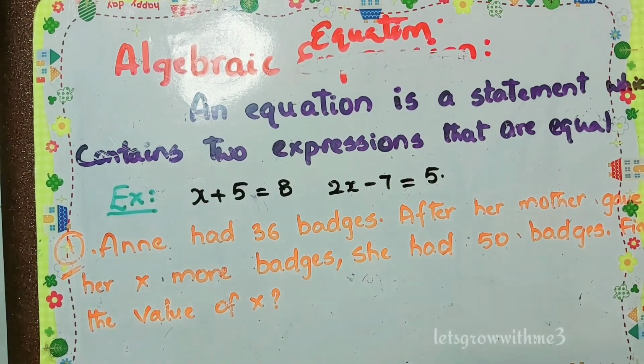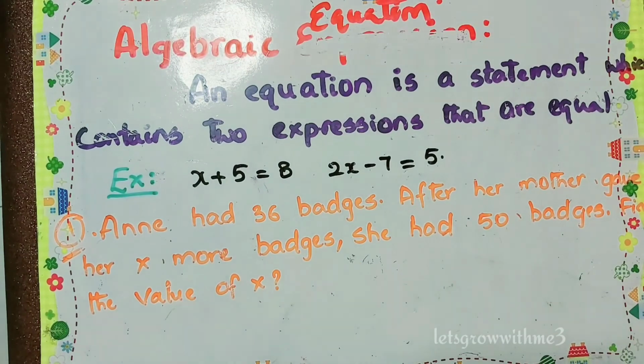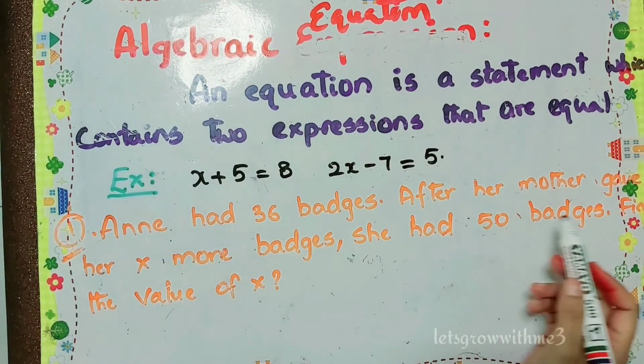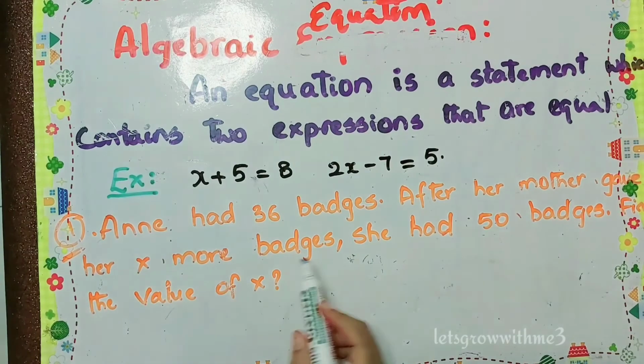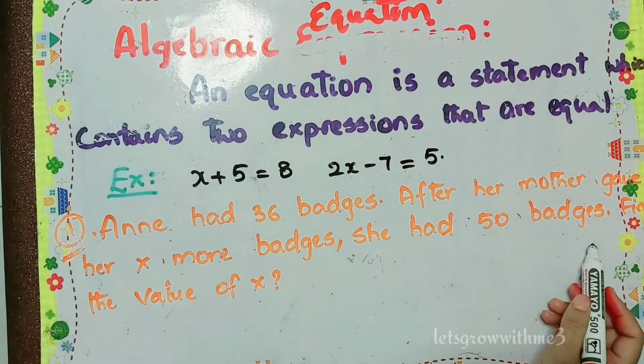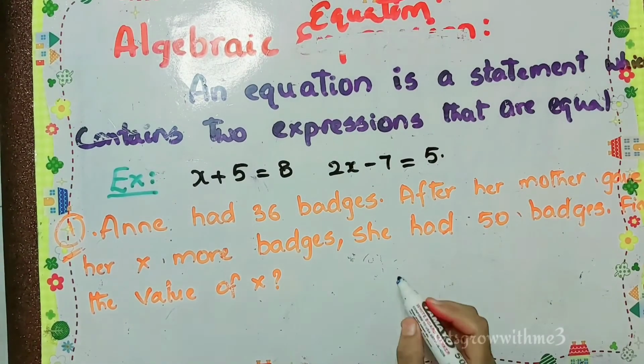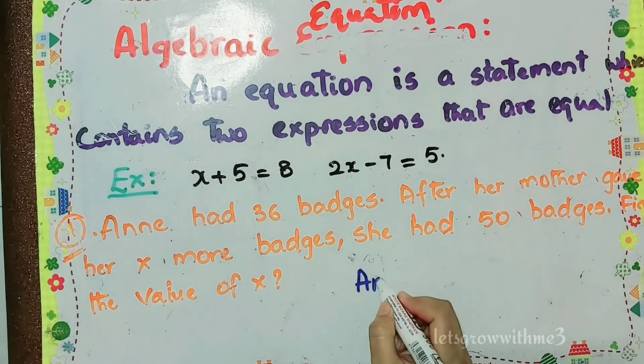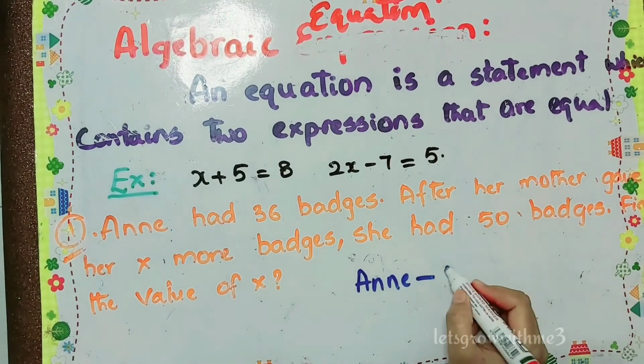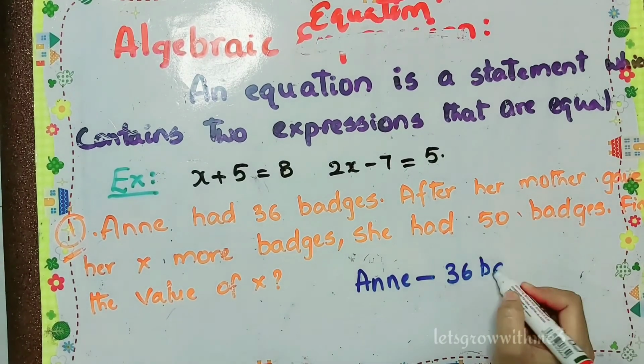Anna had 36 badges. After her mother gave her x more badges, she had 50 badges. Find the value of x. Whenever you are solving any word problem, you try to decrypt the data given, either in terms of a picture or in terms of simple words. Okay, so Anna had how many badges? Anna had 36 badges.